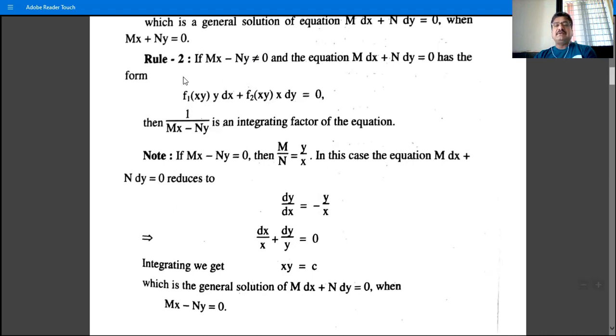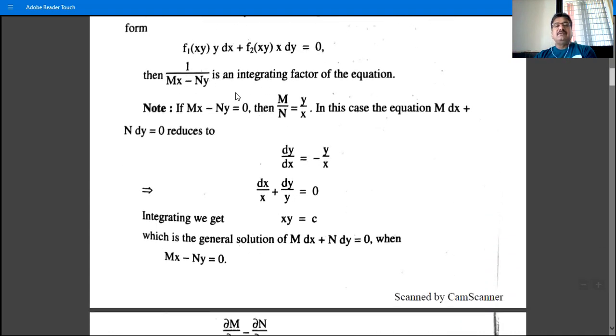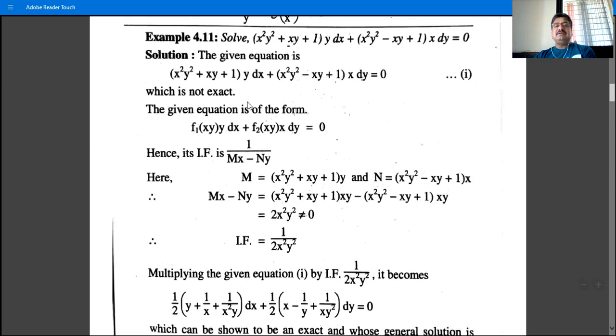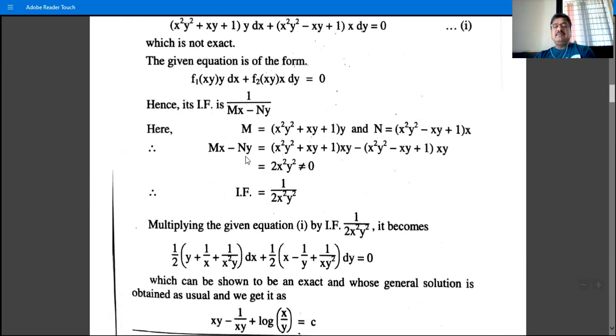So the given differential equation is of this type, f1(xy) y dx + f2(xy) x dy = 0. That is the example on the rule number 2, and so 1/(Mx − Ny) is the integrating factor. So first identify that this is a differential equation which is not exact, but it is of the type f1(xy) y dx + f2(xy) x dy = 0, and hence the integrating factor is 1/(Mx − Ny). So what is M? M is this and N is this. So what is Mx − Ny? Multiply M by x and N by y, we have this.